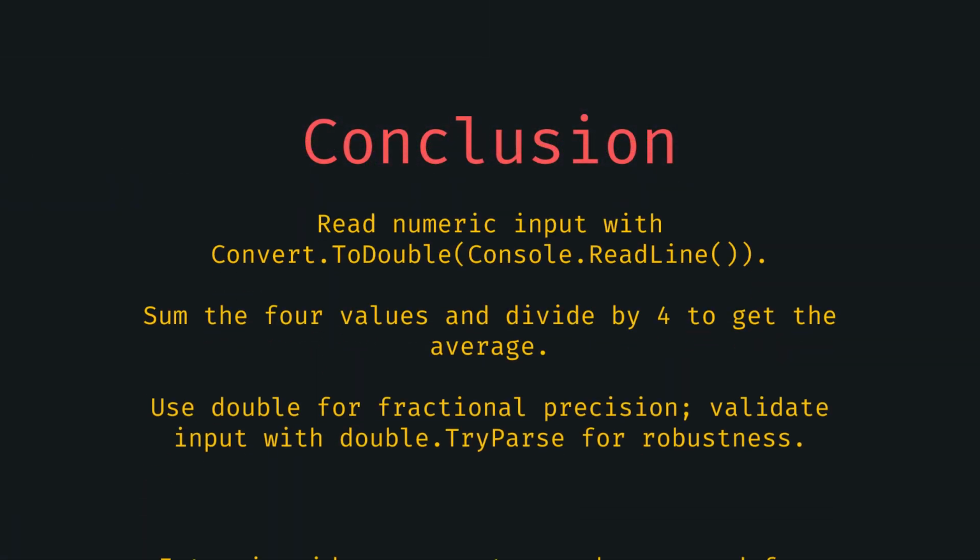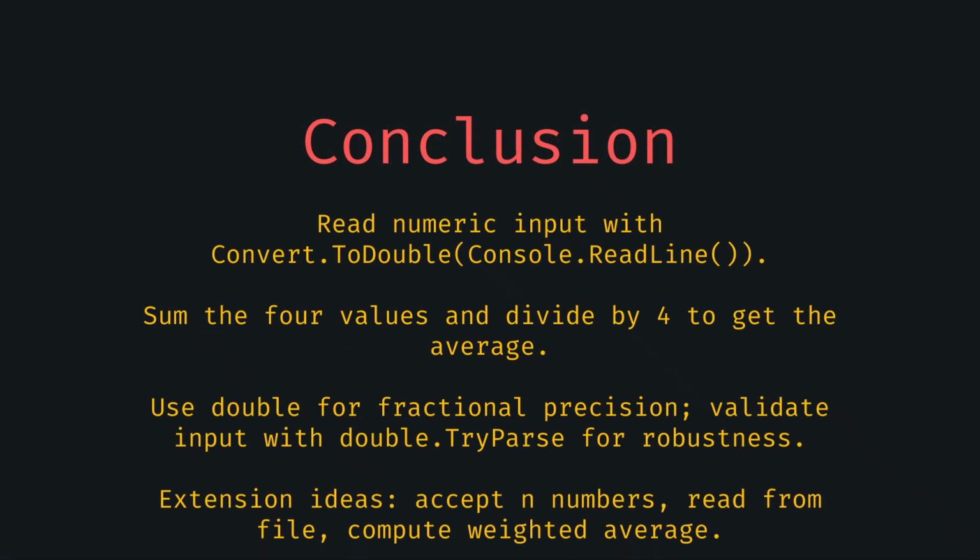To wrap up, we've built a small C# program that reads four numbers, computes the average, and prints a friendly formatted message. Key takeaways from this: prefer double for averages, validate user input in real code, and consider generalizing the solution to handle an arbitrary number of inputs or input sources. Nice work! Try extending this to read numbers from a file or compute a weighted average next.